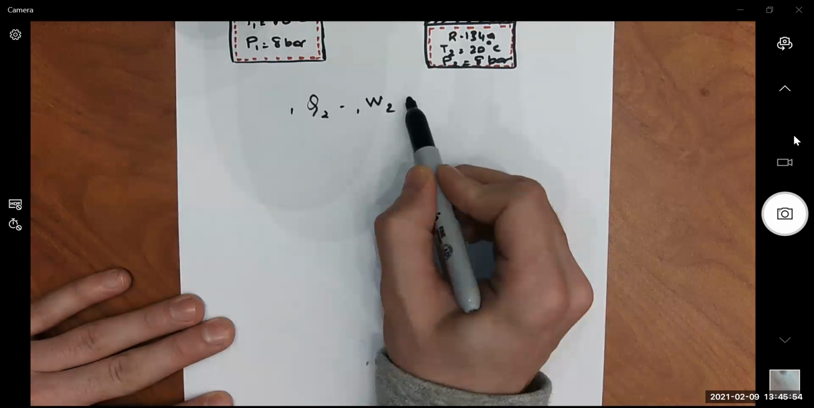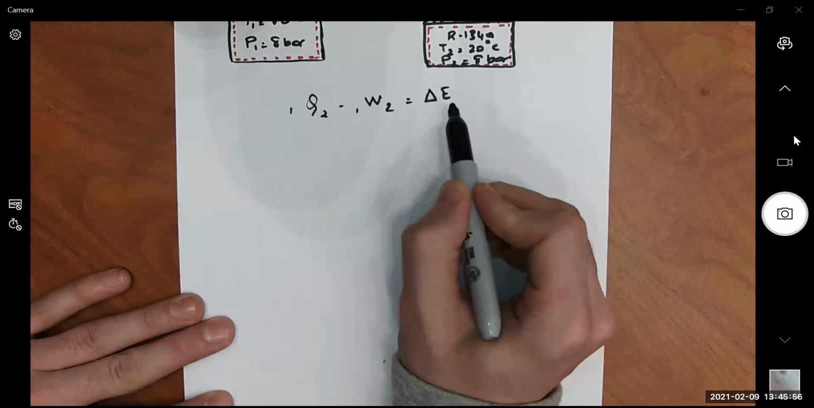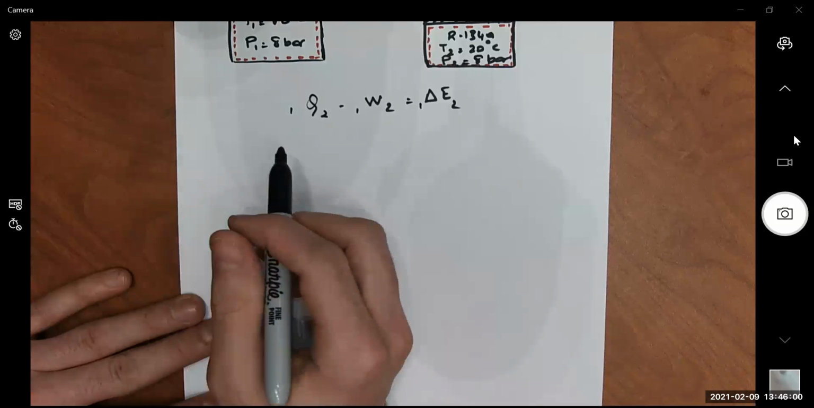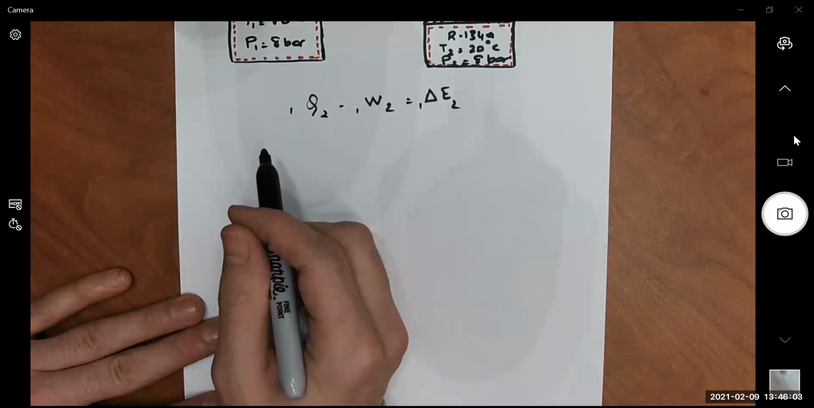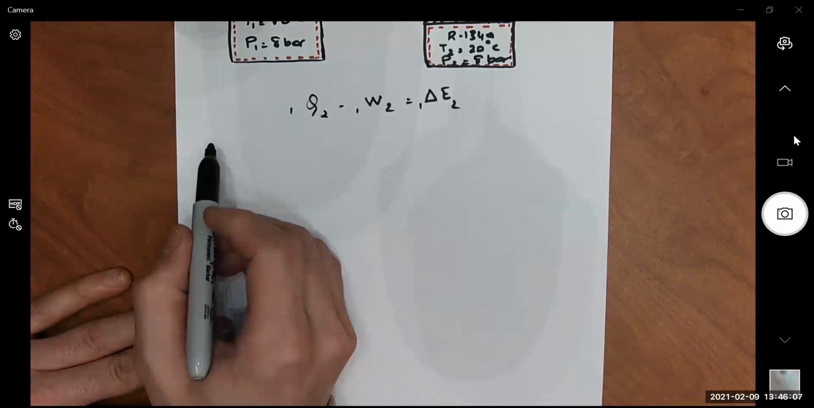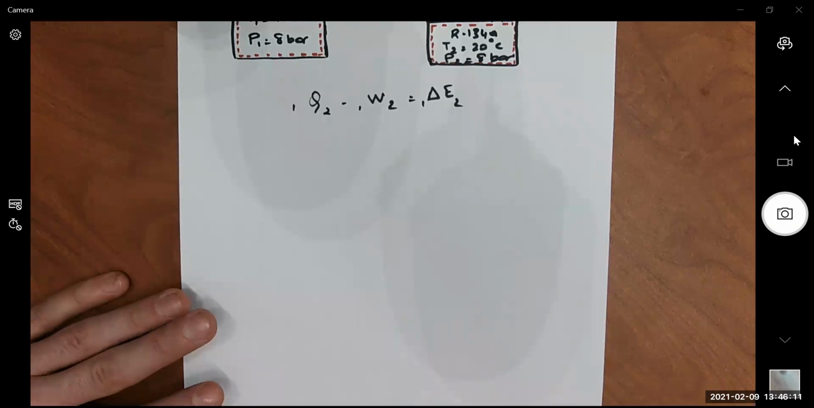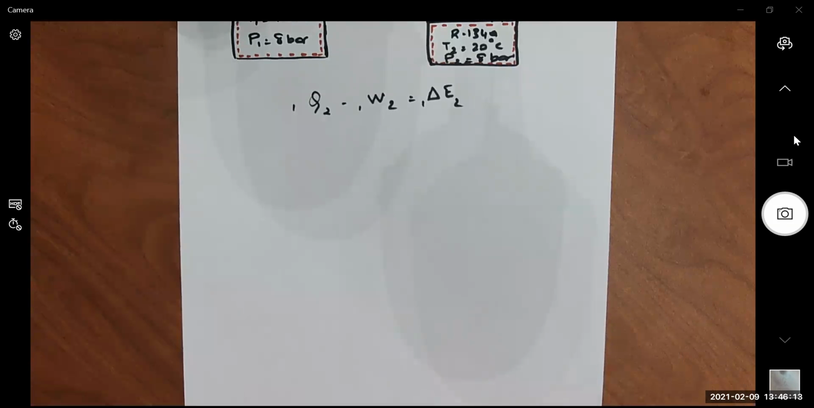Our first law of thermodynamics. For state 1, table for refrigerant 134A. Sorry.